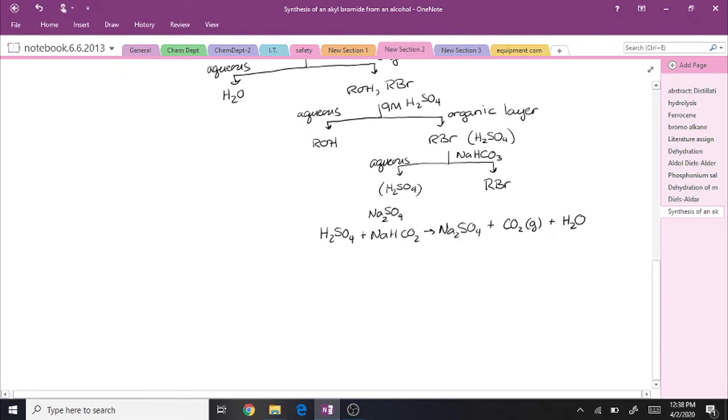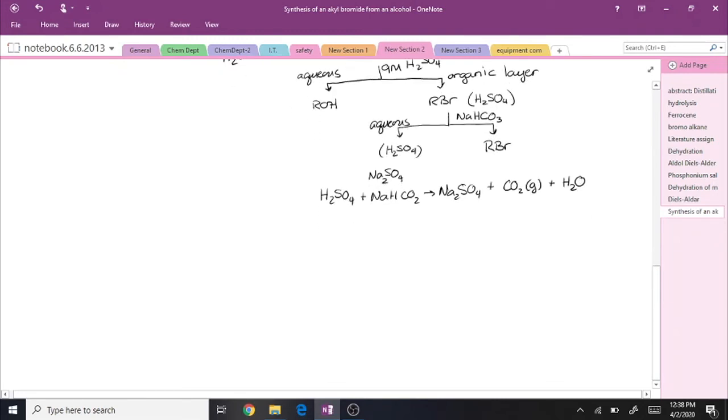Then the final step is that we will need to dry. Again, when we're doing our separations, we may have a tiny amount of water mixed in with our alkyl bromide, so we do want to dry the bromoalkane. And you've done this before. The way you dry a liquid is to use an anhydrous salt, a drying agent. And we have several in the lab to choose from.